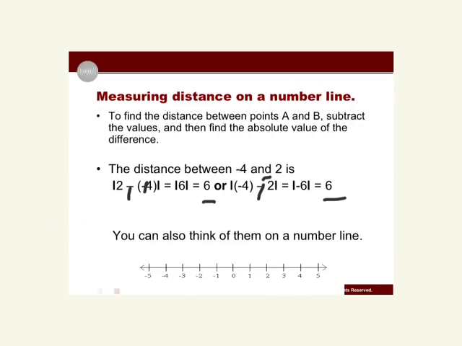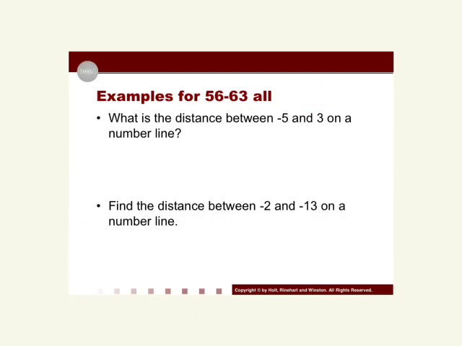Now, common sense might even be more helpful here. If we place a negative 4 on the number line and we place 2 on the number line, well, how far apart are they? Well, since we have to pass through 0, it makes sense that we have 4 and 2 there. And so we have a total of 6 spaces from each other.